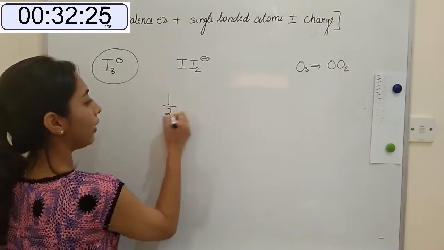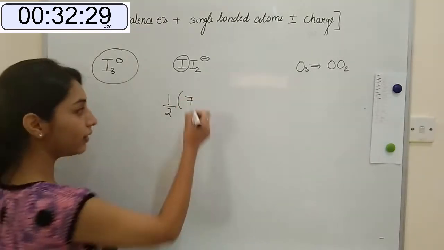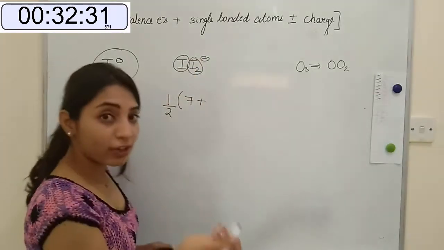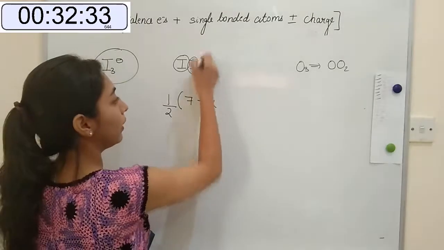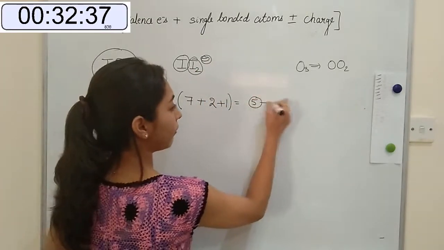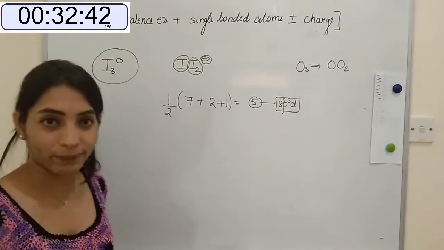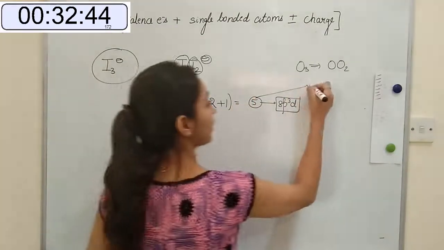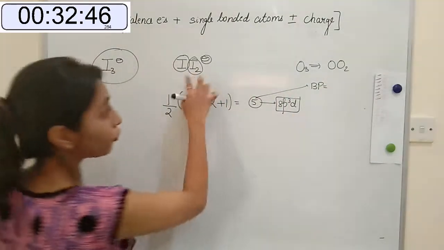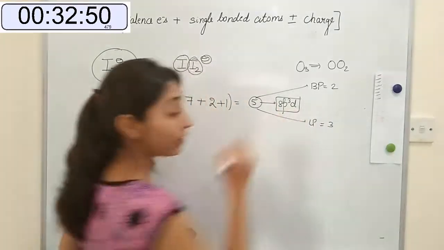Half. How many valence electrons does iodine have? 7, because it's a halogen. Plus, iodine gets attached by single bond, so 2. Plus 1, that means 10 by 2, 5. 5 means sp3d. I hope this much is okay. Now, how many bond pairs are there? Only 2 bonds are formed. And how many lone pairs are there? There are 3 lone pairs.